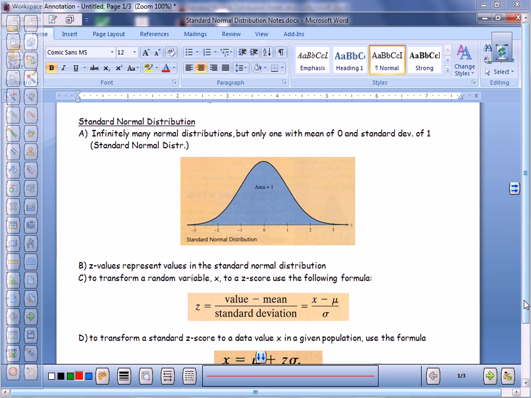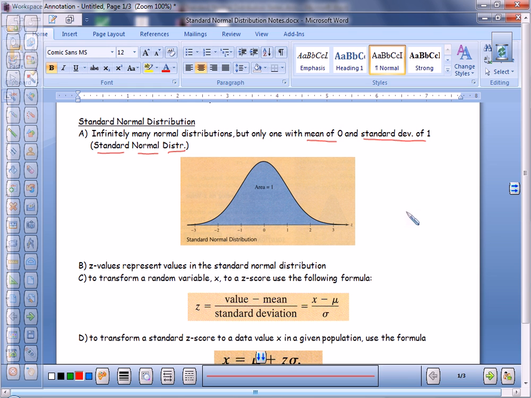Okay, guys, welcome to Friday, and today we're going to be looking at standard normal distribution. What we looked at yesterday was a normal distribution, and we could have any mean and any standard deviation. There are infinitely many normal distributions, but there's only one that has a mean of 0 and a standard deviation of 1, and that is our standard normal distribution.